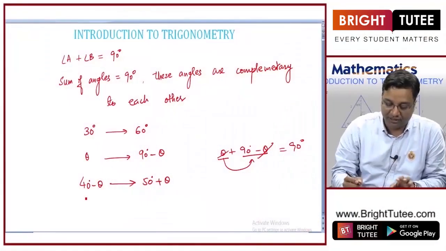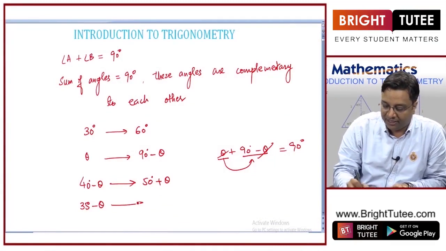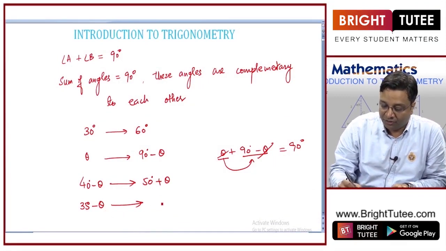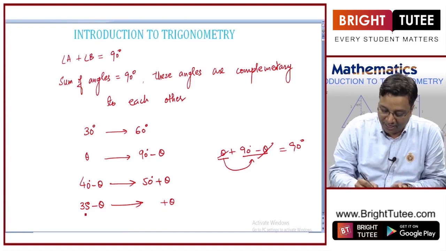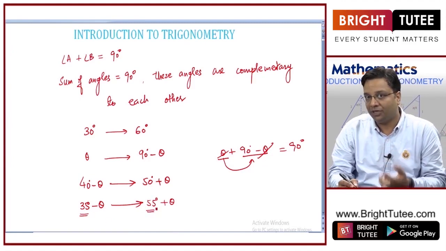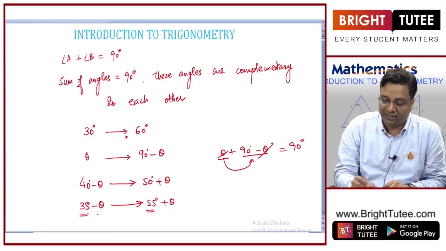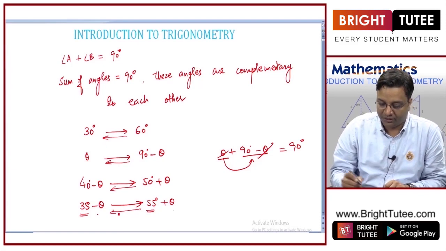Let's try and identify this time. If I give you 35 minus theta here and I ask the complementary angle, what will it be? First of all, you need a plus theta for the theta to get cancelled, right? And the complement of 35 will be 55. 35 plus 55 will give you 90 and this theta will get cancelled with this theta. So 30 is complementary to 60 and vice versa. The vice versa is also true, right?